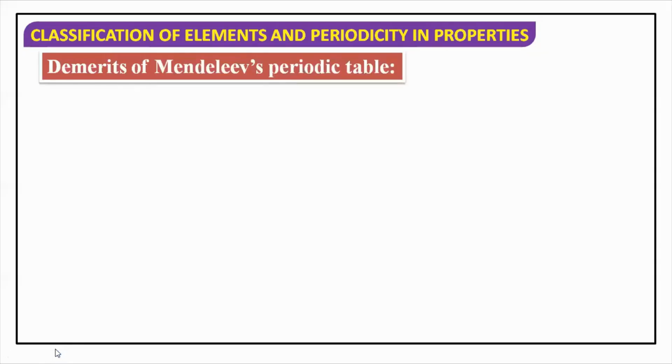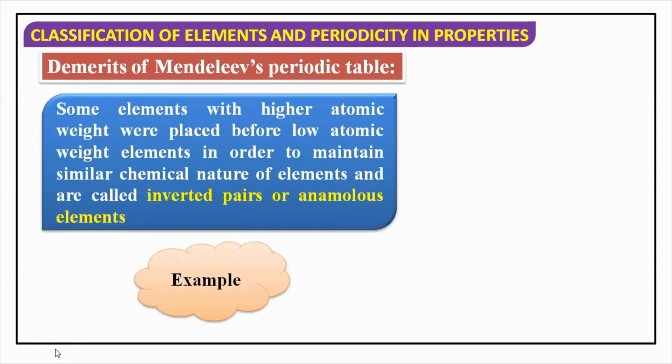But Mendeleev again had some drawbacks. So let us see his drawbacks. Some elements with higher atomic weight were placed before low atomic weight. ऑर्डर तो था increasing का, but यहाँ पे कुछ गड़बड़ हुआ that higher atomic weights were arranged before low atomic weights in order to maintain similar chemical nature. तो इन्होंने ज़्यादा focus किस पे किया? He focused more on the chemical nature rather than atomic weight. So this was the drawback, and these pairs are called inverted pairs.